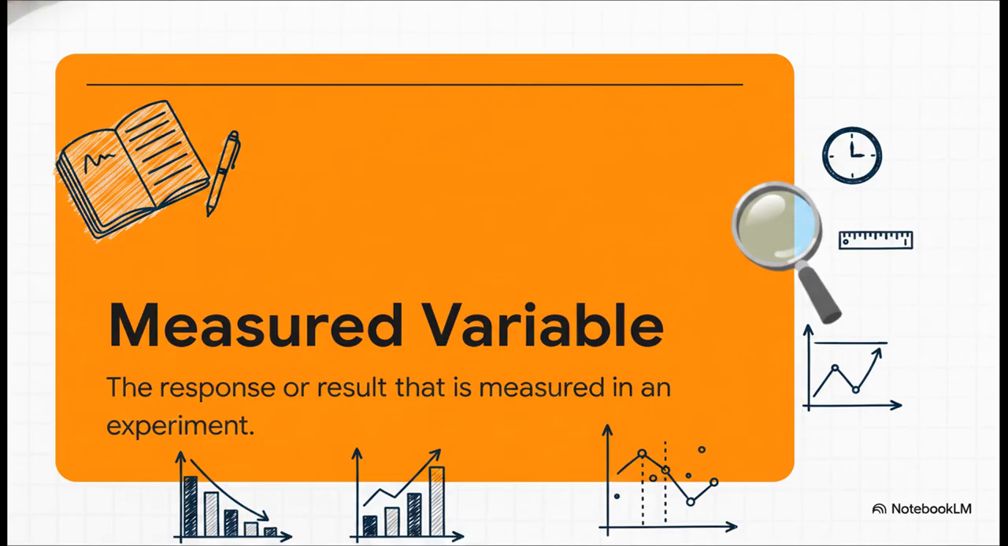Next up, we've got the measured variable. This is the response or result that is measured in an experiment. If the manipulated variable is what you change, the measured variable is what you're writing down in your notebook. It's the outcome. It's the exact data you track to see the effect of whatever it was you just changed.